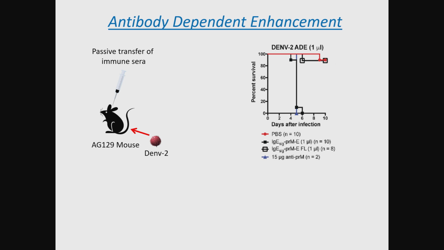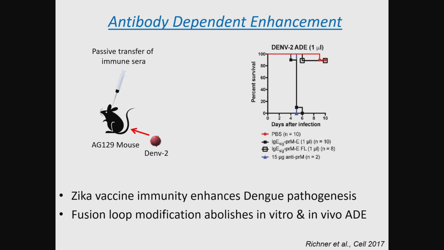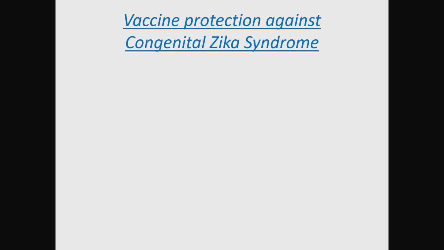When we give the mice in the black bars, these mice are given immune sera from a wild-type vaccinated mouse. These mice are now susceptible to dengue disease. In the open bars is mice that had received serum from the mutant version of the vaccine. These mice mimic the PBS, and they're not susceptible to the dengue enhancement. So this data shows that the Zika vaccine can enhance dengue pathogenesis in vivo, and the fusion loop modification abolishes the in vitro and the in vivo ADE.